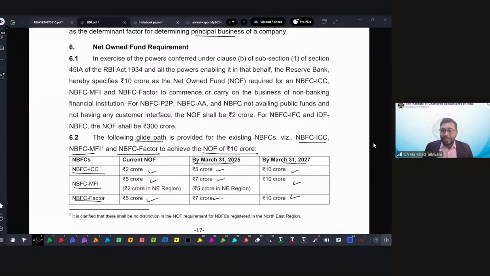But if there is an NBFC P2P, NBFC AA, or NBFC not availing public funds, the net own funds for them shall be 2 CR. And for NBFC IFC, NBFC IDF, the NOF shall be 300 crores. So ICC, MFI, Factor 10, P2P, AA or other NBFCs not availing public funds, not having any customer interface, 2 CR, IFC, IDF shall be 300 crores. These are the requirements of the net own funds.